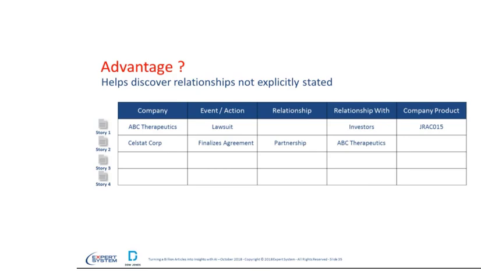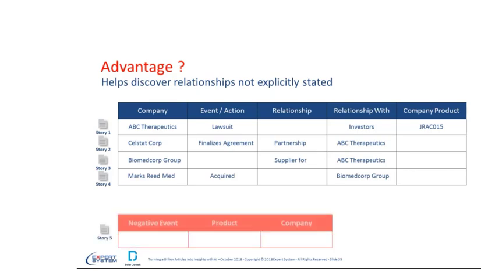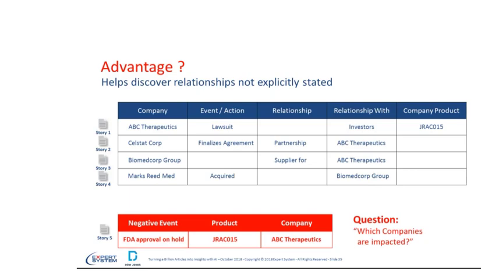No mention of ABC Therapeutics in the lawsuit, right? The story is about the partnership, right? And then story 3 comes in a month later announcing that Biomed Corp has now become a supplier for ABC Therapeutics. And then there's 2 more: story 4 comes in and Biomed Corp acquires Marks Reed. And then finally, story 5, the FDA announces a product rejection.